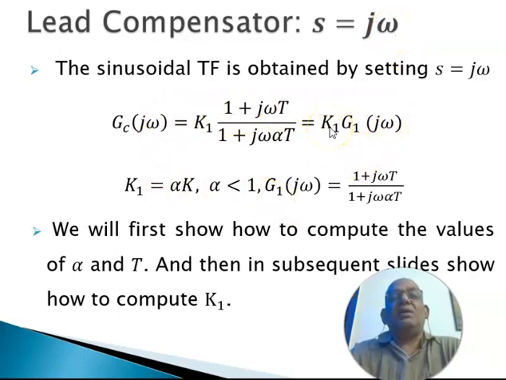We call it K1 G1(j omega), where K1 is alpha times K, where K is the open loop gain, and alpha is a parameter of the lead network. And we use this notation G1(j omega) to indicate the dynamic part of the lead compensator. So we'll try to see how to compute these values of alpha and T, and then see how we can compute K1, followed by an example in the next video.